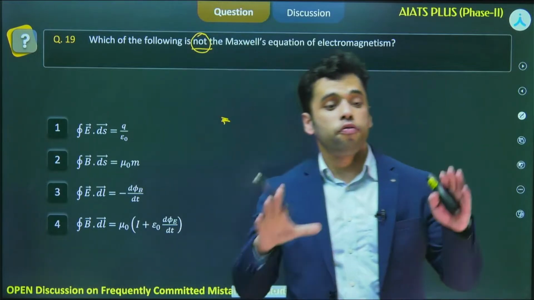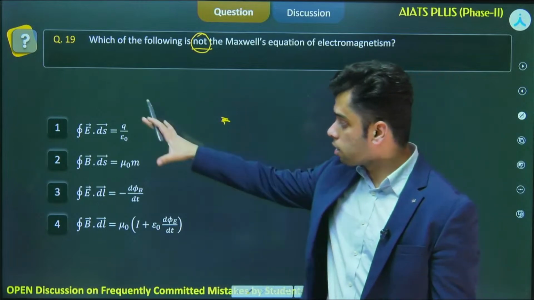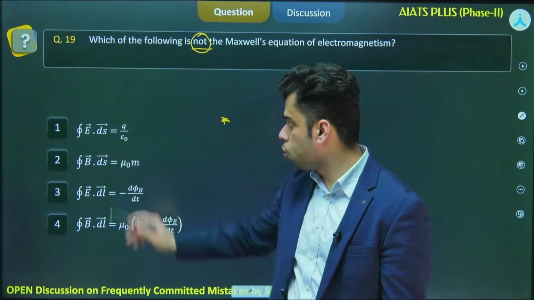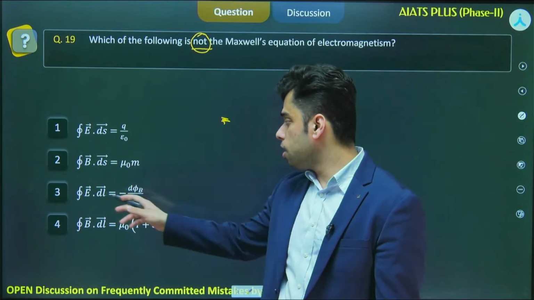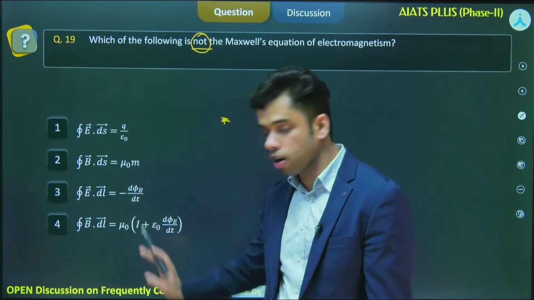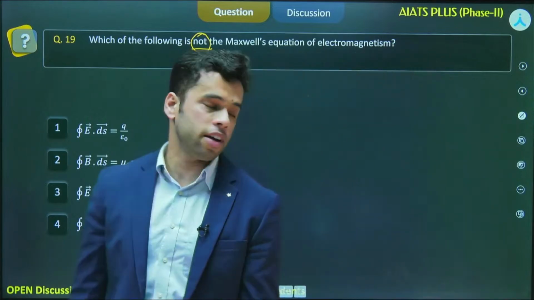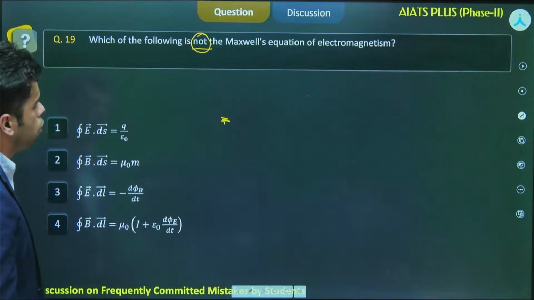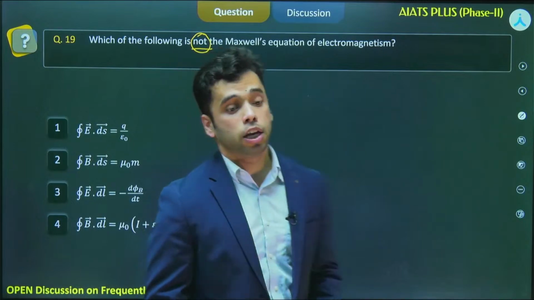You need to be very, very careful while dealing with the problems, right? And these are the four options. E dot ds is equal to q by epsilon naught, B dot ds is equal to mu naught into m, E dot dl is equal to minus d phi by dt, and integral of B dot dl. Now, symbols carry the same meaning as you must have read, right? So you need to pick the incorrect equation according to the Maxwell's equations of electromagnetism.